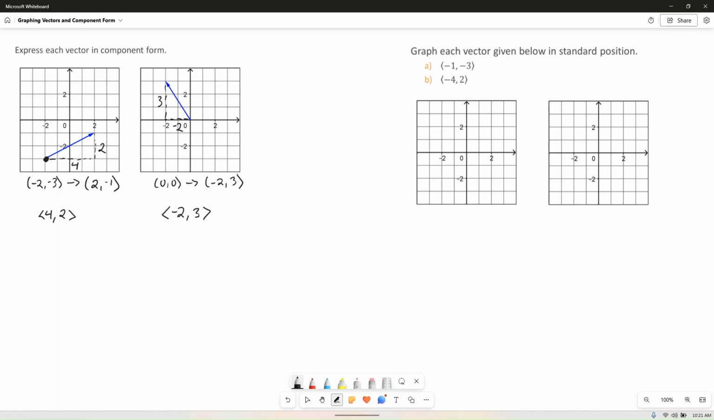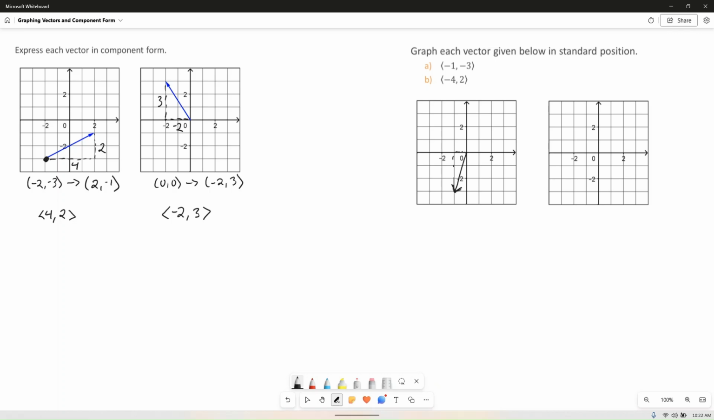All right, let's look at a couple examples trying to graph vectors. So in the first example here, we have the vector in component form -1, -3. To draw a vector in standard position, we just start at the origin and we draw the horizontal distance based on the horizontal component, and then the vertical distance based on the vertical component. So in this example, -1, -3 means we need to travel 1 unit to the left and then 3 units down. And so we're going to have a vector starting at the origin and ending at the point -1, -3.